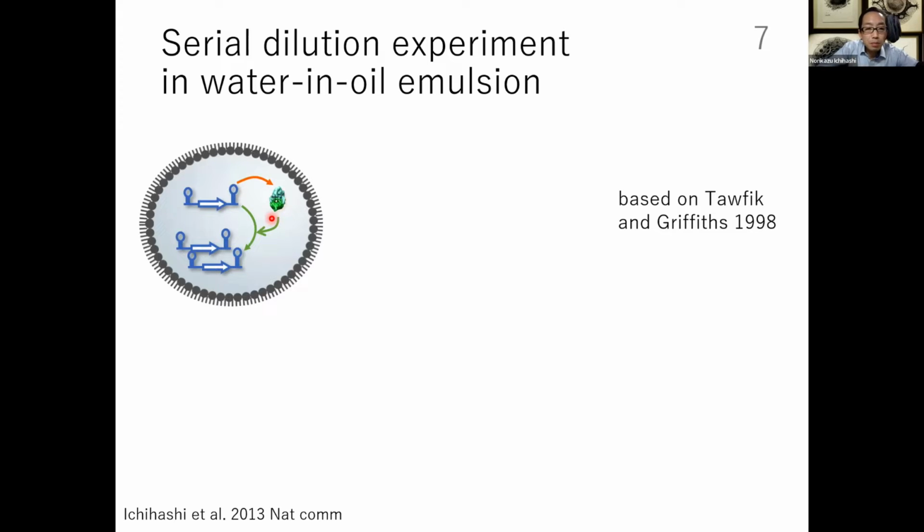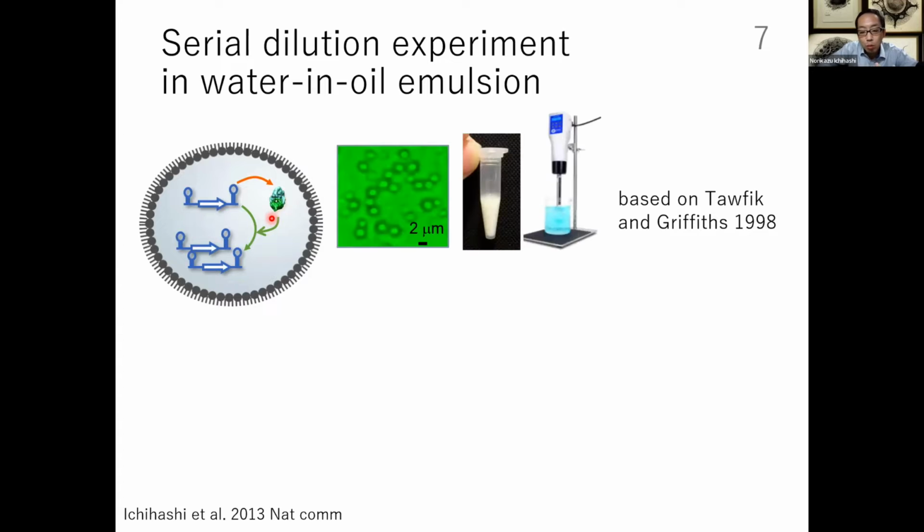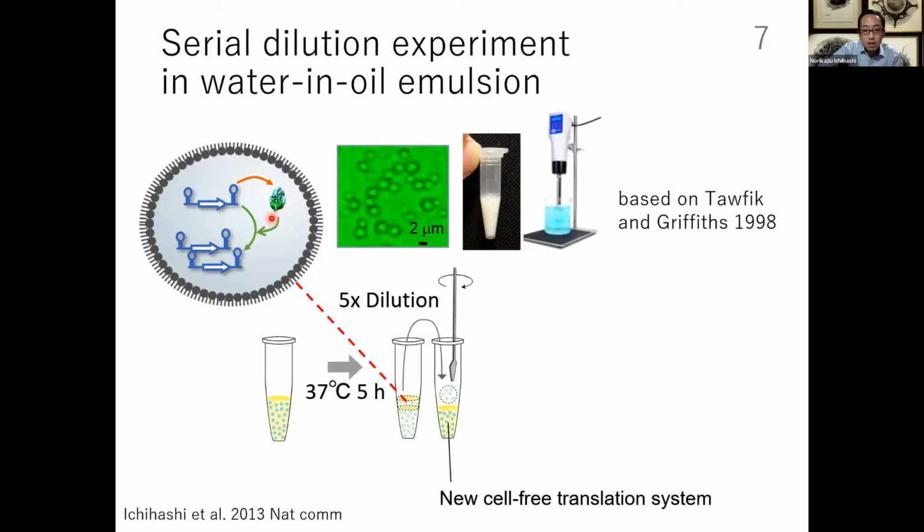And as a compartment, we use the water-in-oil emulsion, which is a droplet. Water droplets dispersed in oil phase. It is a very tiny droplet, bacterial-sized droplet. You can easily prepare such a droplet by just mixing reaction mixture in mineral oil with some detergent. And then we incubated the droplet, and inside the droplet, translation and replication occur.